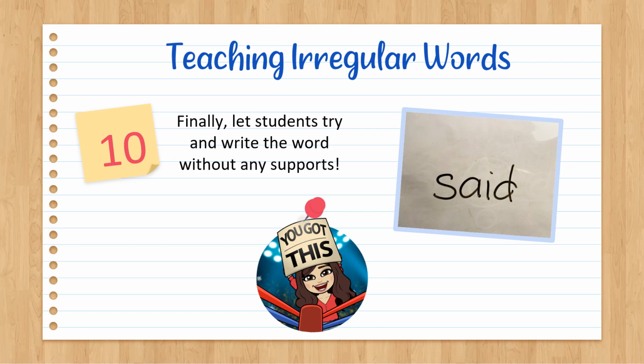Okay, let's review how many sounds we hear in the word said. Let's say the word and then break it apart. Ready? Said. There are 3 sounds, so go ahead and give it a shot and write the word, and then we'll check our work. Some students may need multiple opportunities and lots of feedback in order to write irregularly spelled words correctly.